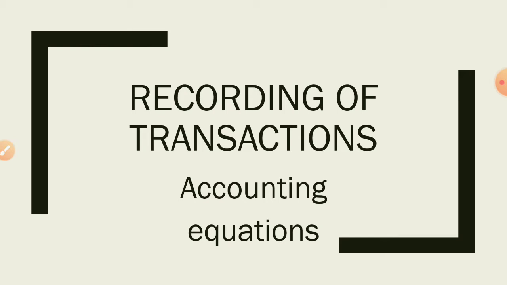Last class we discussed what we mean by accounting equations. It is a balance sheet equation, and it works under the double entry system of accounting, or the dual aspect concept of accounting, that is, the debit aspect and the credit aspect. Then the accounting equation is assets equal to liabilities plus capital.